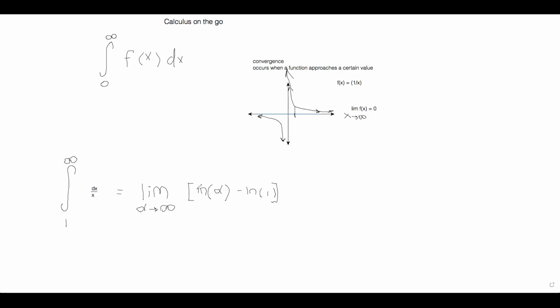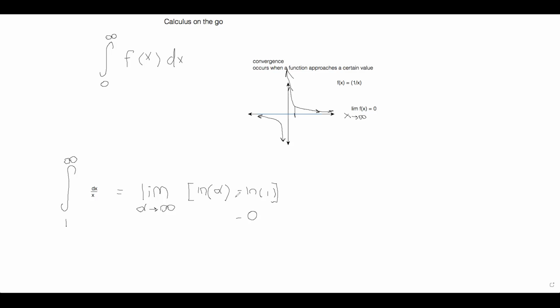So natural log of alpha, we know alpha is approaching infinity. It's not so easy to conceptualize this. So let's focus on this part right now, the natural log of 1. What is the natural log of 1? Natural log of 1 is 0. And the reason why it's 0 is because anything to the 0 power is equal to 1. So natural log of 1 is just going to be 0.